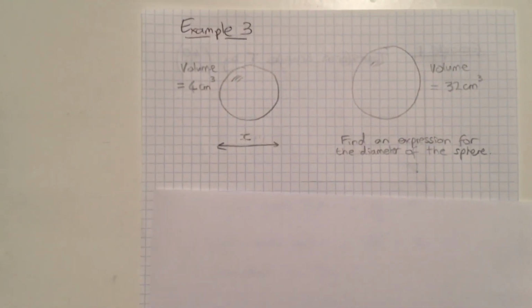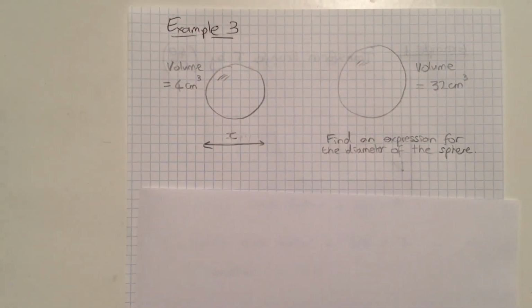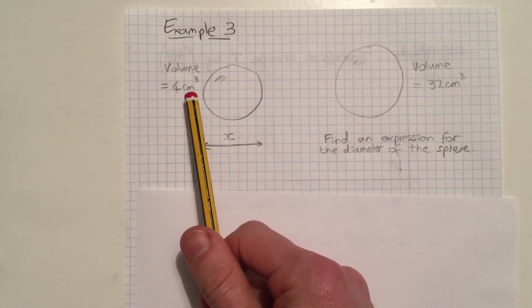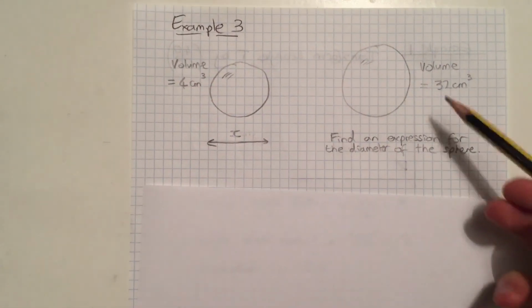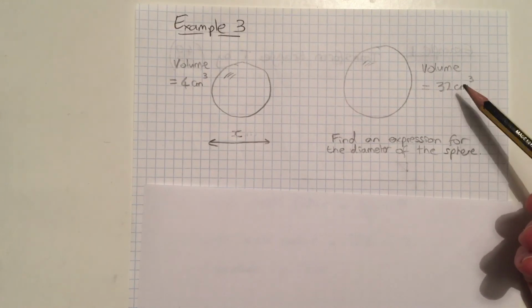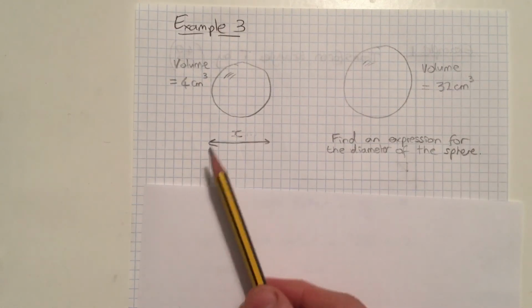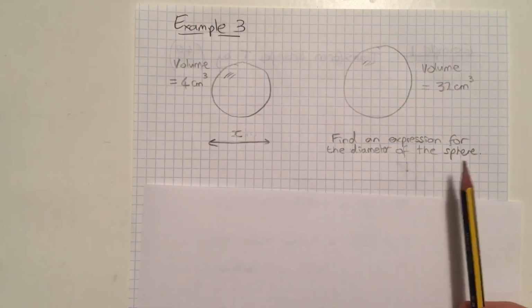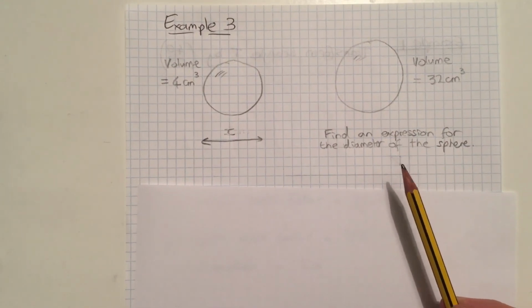Last example for this video, we've got 2 spheres there. This time I've been told the volume of the smaller sphere is 4 centimetres cubed, and the volume of the bigger sphere is 32 centimetres cubed. I'm told that the diameter of the small sphere is x, and I want to work out an expression for the diameter of the larger sphere.